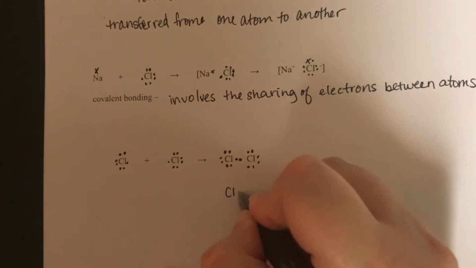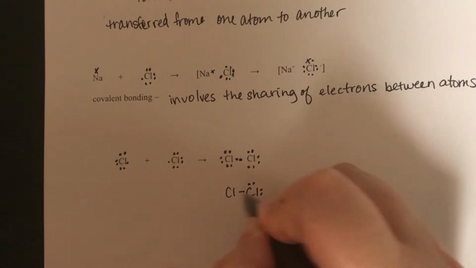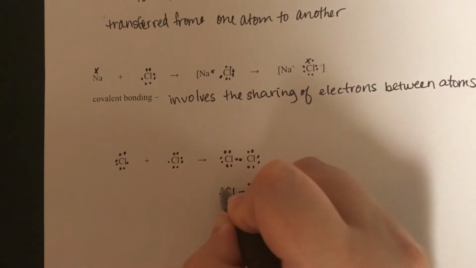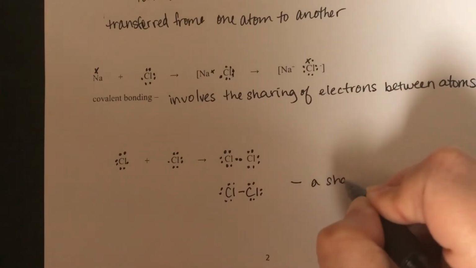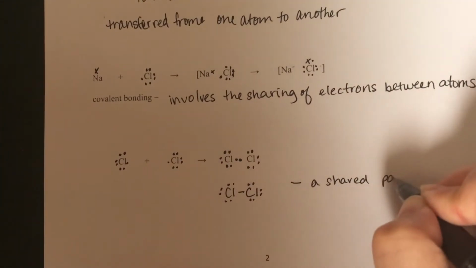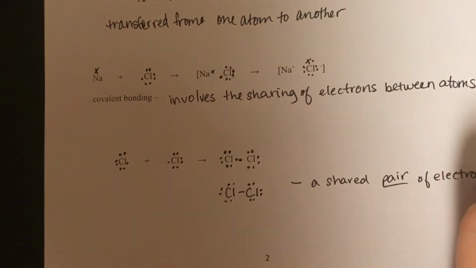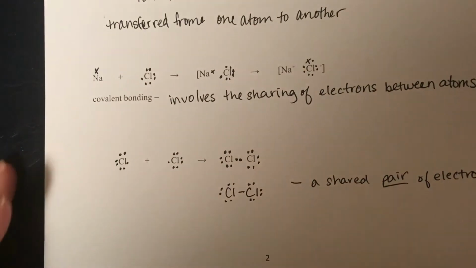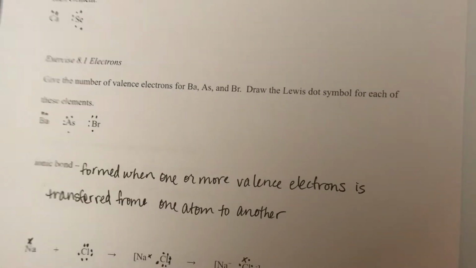And you will see as we move on in Lewis structures, we will put those shared electrons as a line. So a line represents a shared pair of electrons, a shared pair of electrons between those 2 chlorine atoms. That's what that means. Okay, so go ahead and turn the page.